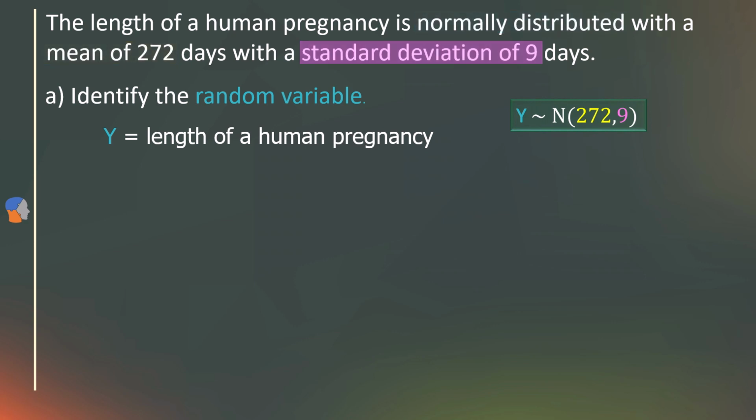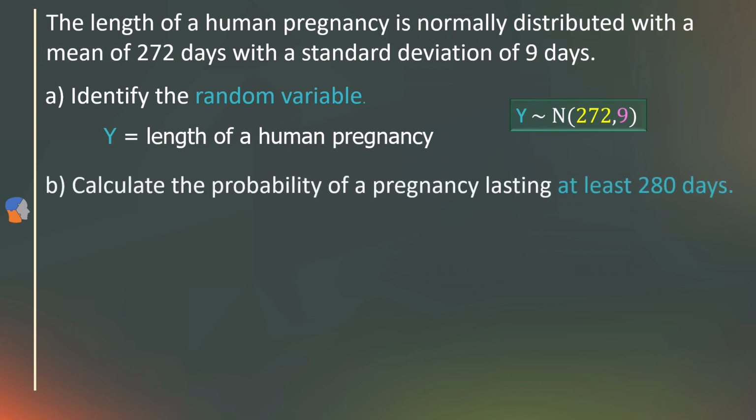Okay, now go to part B. Calculate the probability of a pregnancy lasting at least 280 days. First, translate the statement into a mathematical statement. At least, therefore, P, probability y greater than or equal to 280. Now, what is the first step? Step to find the probability of y greater than or equal to 280. We need to convert to the z, right?